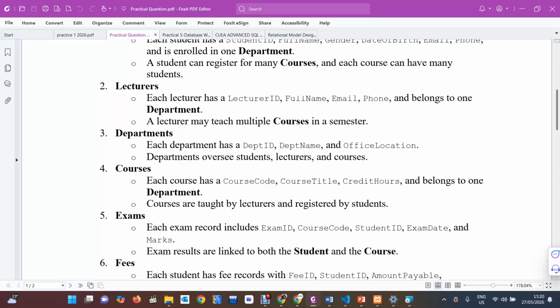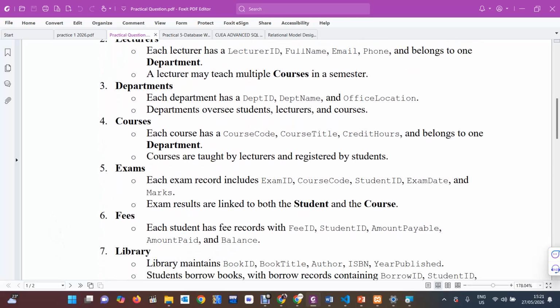Each department has a department ID, department name, and office location. The departments oversee the students, lecturers, and courses. We also have the courses. Each course has a course code, course title, and credit hours, and it belongs to one department. Courses are taught by lecturers and registered by students.